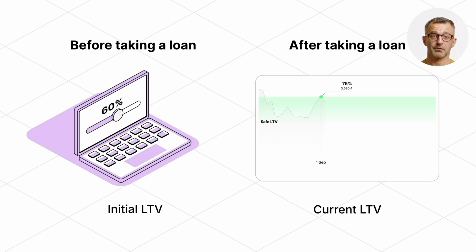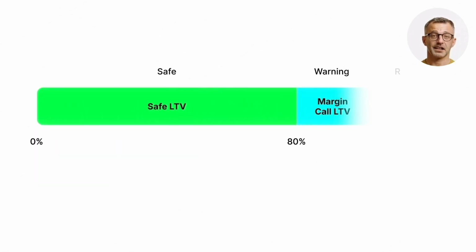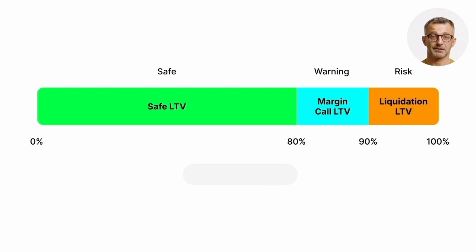After taking the loan, your LTV will change depending on market fluctuations and the changing value of your collateral. Platforms that provide crypto loans monitor changes in LTV and take certain actions when LTV reaches a particular level. After taking the loan, your LTV becomes the safety metric of your loan. You will then need to pay attention to the current LTV, the margin call LTV, and the liquidation LTV.